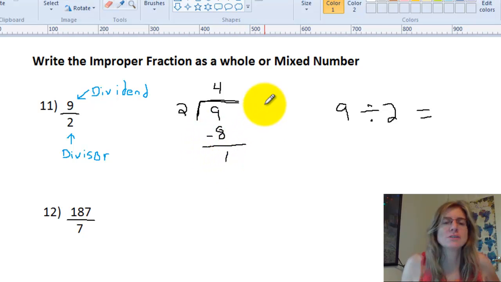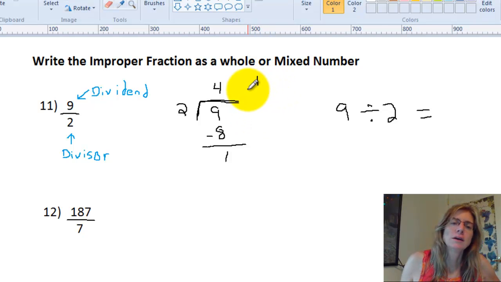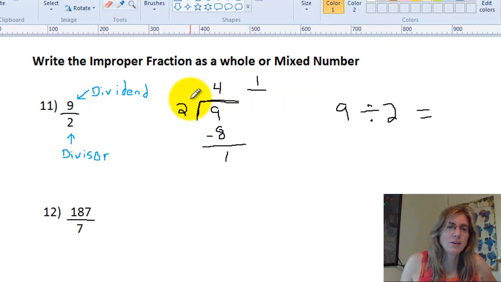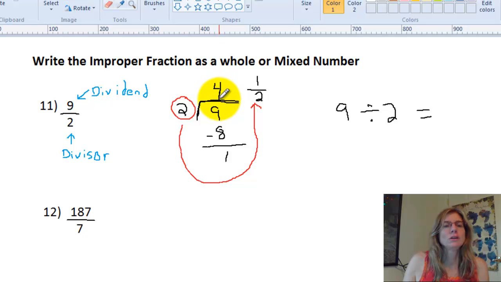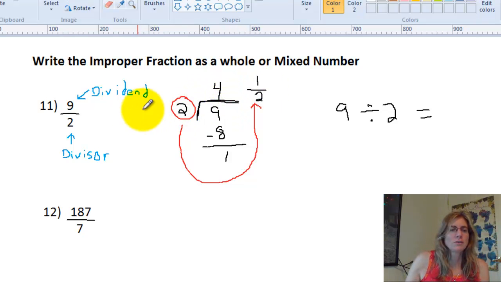So what you do with the remainder, instead of saying r equals 1, you have to take that 1 and it becomes part of a fraction. And this number, the divisor, becomes the denominator. So 4 and 1/2 is your answer. The quotient is the whole number. So this is the math. You do the division, and that's how you set it up, so that the answer is then 4 and 1/2.